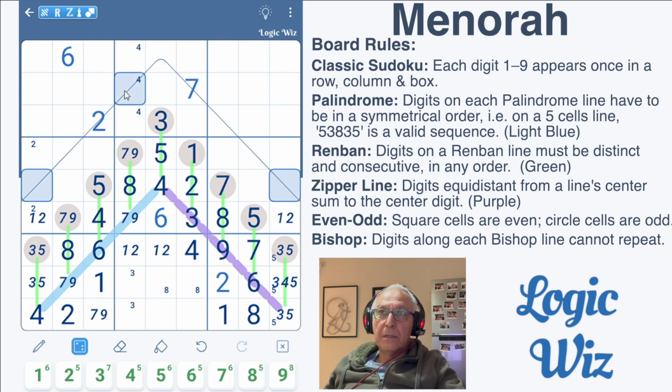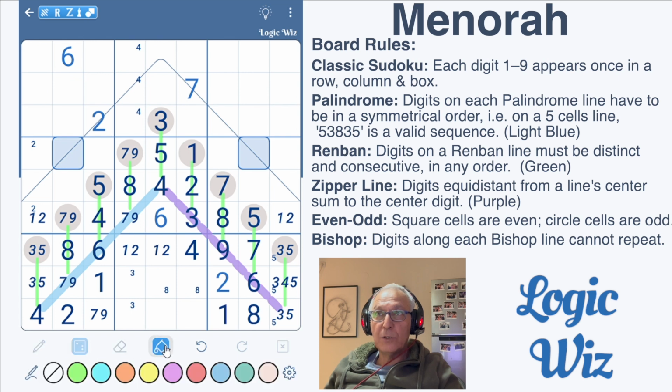Okay, let's look at the bishop line. Where the 3 can go? It cannot go here because of the 3 here. It cannot go here because of the 3 here. It cannot go in these 2 cells because of the 3 here. It can go in one of those 2 cells only.